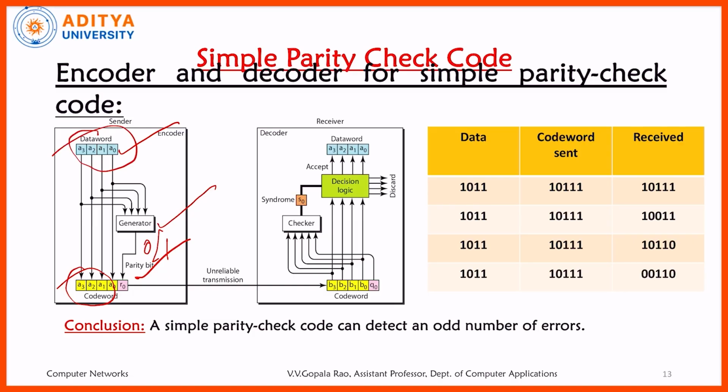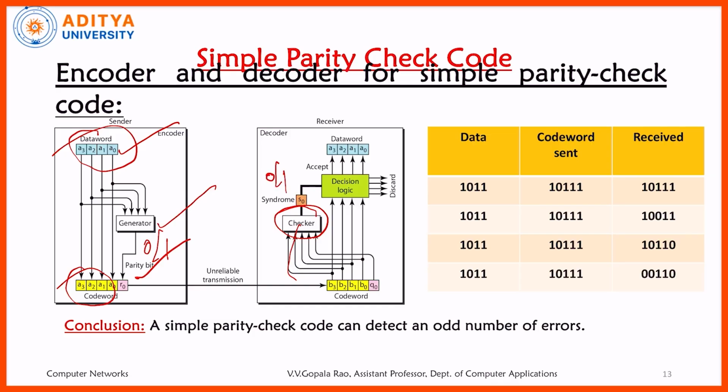Once that is added, it is called a code word, which is sent to the receiver. The receiver will follow a checker process. It is going to check the actual number of ones, as discussed on the sender side. Similarly here you have to check whether an even number of ones exist or not. Suppose on the checker side an even number of ones exist, then it is going to generate a syndrome, which is either 0 or 1. The syndrome may be 0 or 1, depending on the result of the checker.